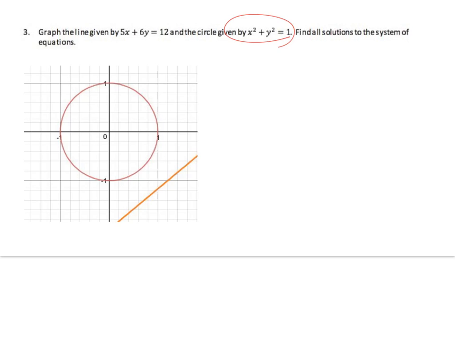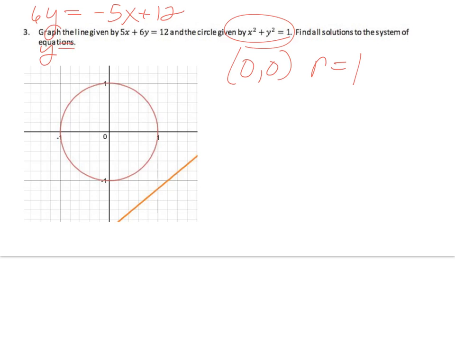Let's look at it. So right here we have a circle with center 0, 0 and a radius of 1, which looks right. And this one right here, let's put it in slope-intercept form. 6y equals negative 5x plus 12. Y equals negative 5 over 6x plus 2. Well, that could be 2. Let's see if our slope is right.